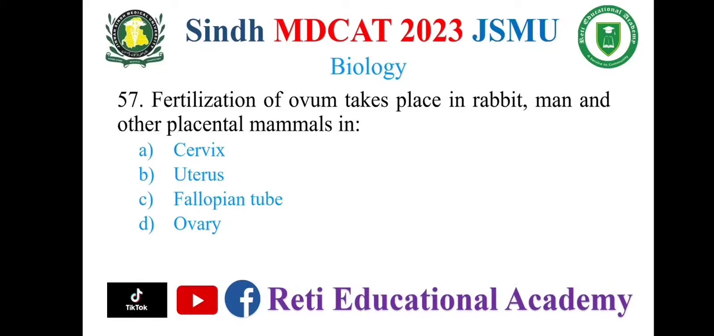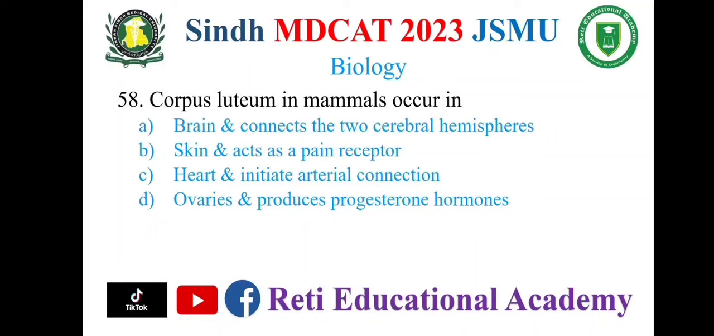Fertilization of ovum takes place in rabbit, man, and other placental mammals in A. Cervix, B. Uterus, C. Fallopian tube, D. Ovary. And the correct option is C. Fallopian tube. Question number 58.